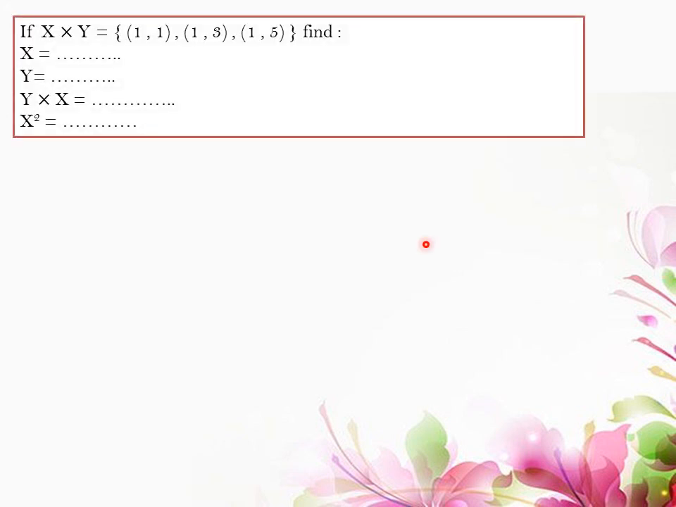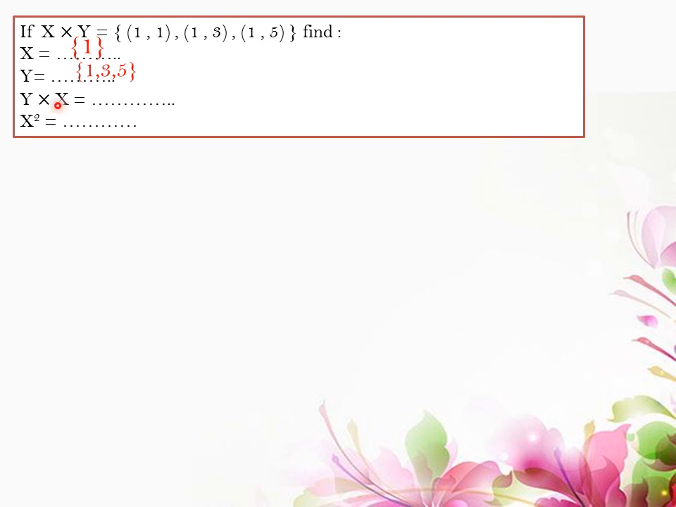Another example: if x cross y equals 1 and 1, 1 and 3, and 1 and 5, what are the elements of x? The first projections are 1, 1, 1. We can't repeat the element inside the set, so the set x will be 1 only. The set y is the second projections: 1, 3, and 5.